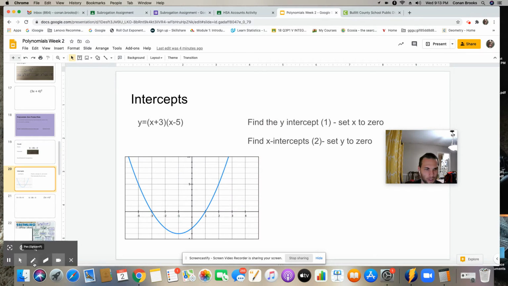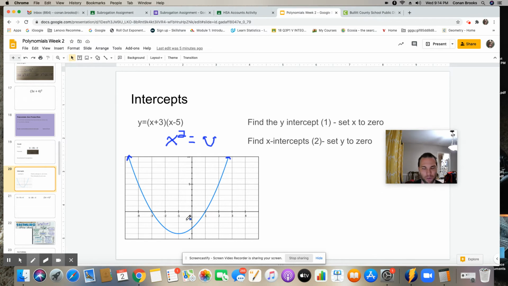The intercepts. If you remember your parent functions, a quadratic takes the shape of a parabola, which is a U. This is our parabola right here. These go on forever and ever. We have a minimum right here, and we go on to infinity and negative infinity. Every time you see x times x, it's x squared, which is a quadratic, which is a U.